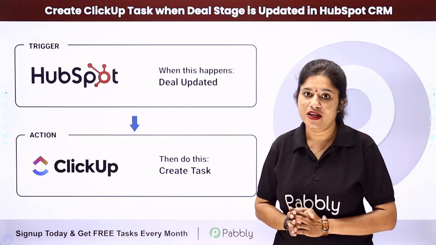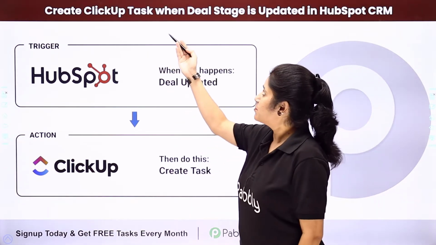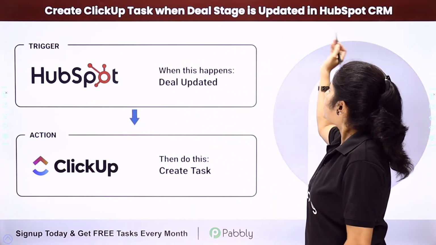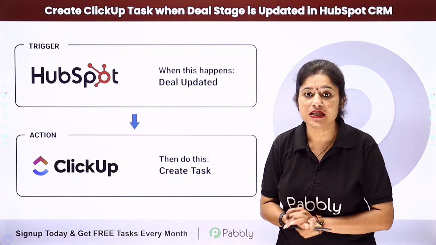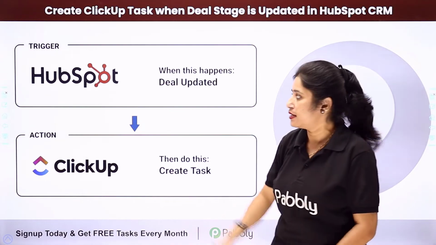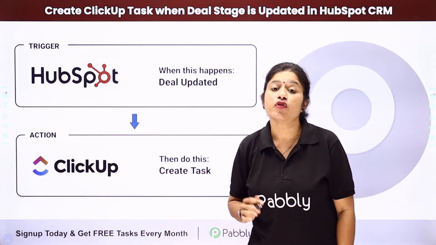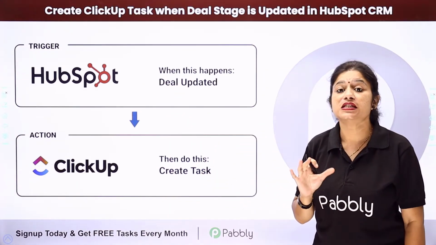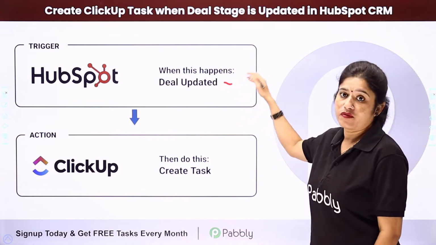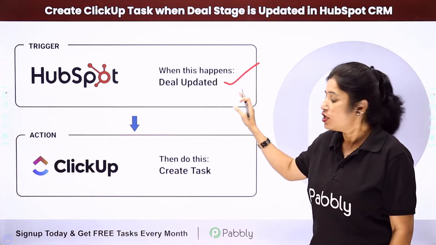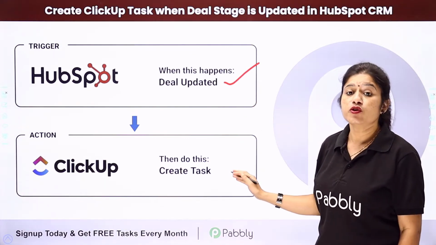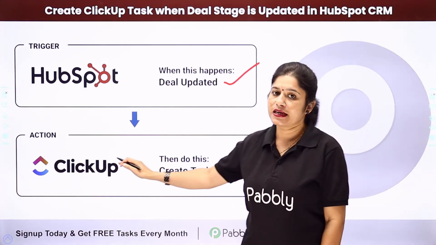In this video, we are going to learn how you can create a ClickUp task when a deal stage is updated in Hubspot CRM. So the idea here is that you have created some deals in your CRM software application, that is Hubspot. Now you want that whenever any of those deal stages is updated in your CRM, automatically, using the details of the deal stage, a new task should get created in your task management software, that is ClickUp.